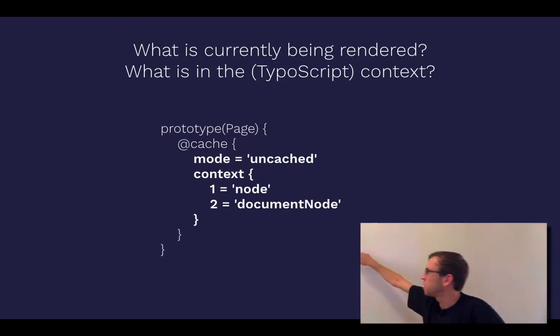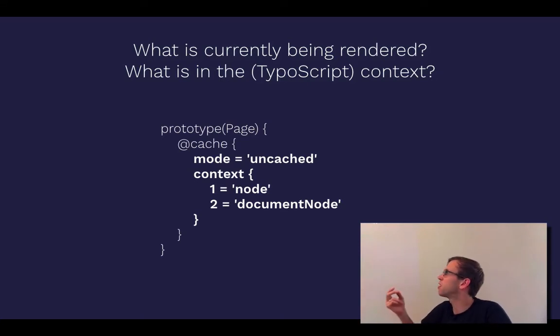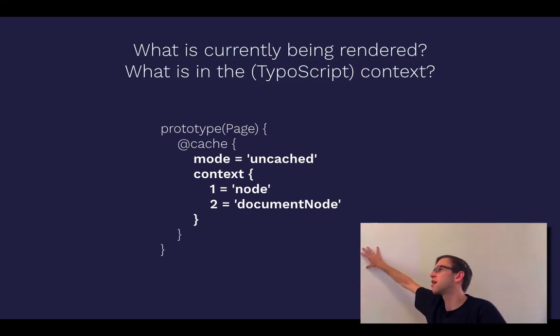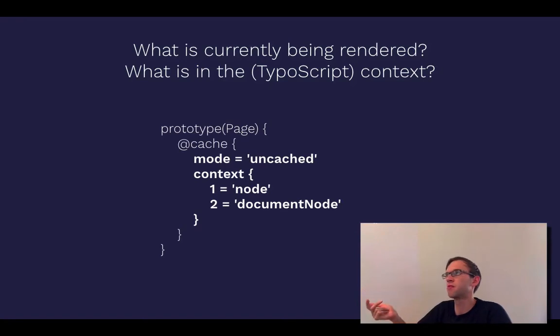So that means if something is uncached, I need access to the node, the current one, and the current document node, for example. So that references variables from the context we've seen in the beginning. And this makes them available inside this uncached entry. That's the main idea about it.